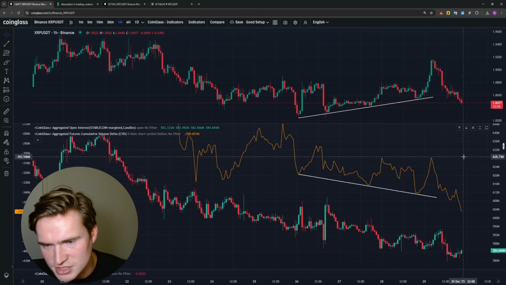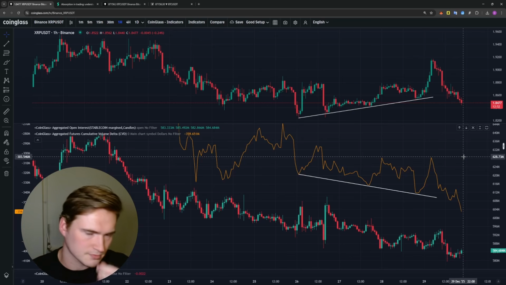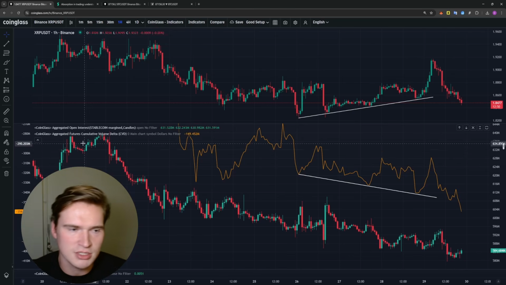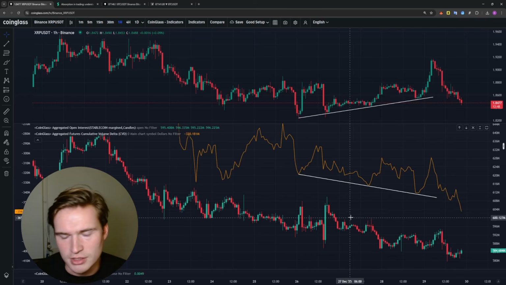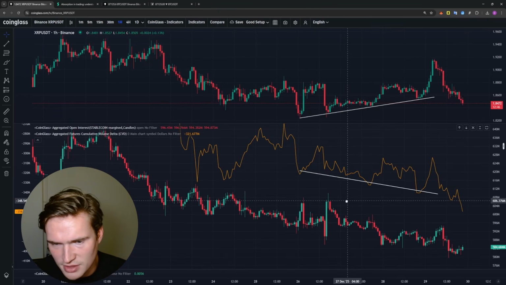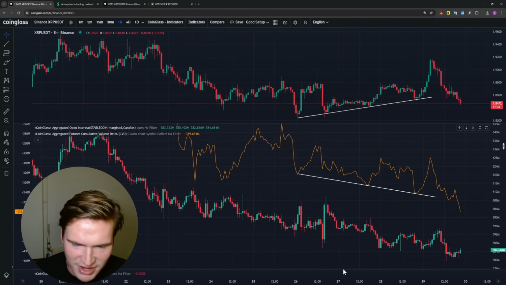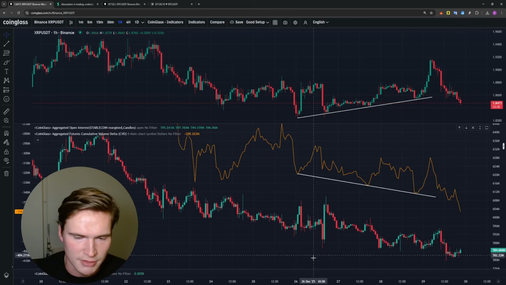That creates divergences, and that's what you call absorption. Now you have this chart. You probably won't have the open interest right here. That's these candlesticks, so forget about that. But you do have this line right here.